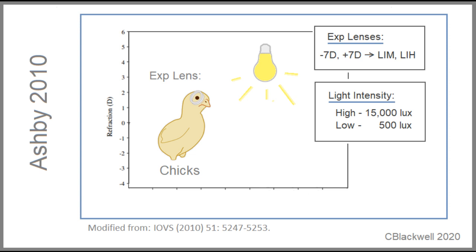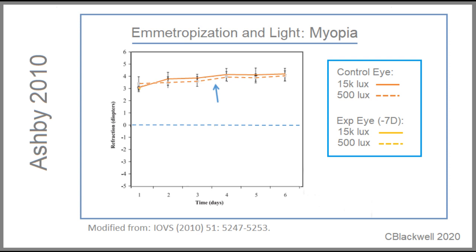Now we return to the Ashby experiment, this time looking at the effect of light brightness on lens-induced refractive error. Here the orange lines represent the control eye without a lens, which stayed stable. Note here that the bright light did not affect refractive development. As we have already seen, the eyes with the minus lens, the gold dashed line, developed myopia. Bright light, the solid line, slowed the development of myopia. But the end result was the same.